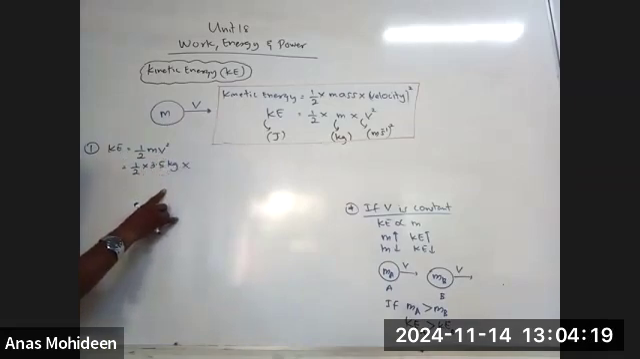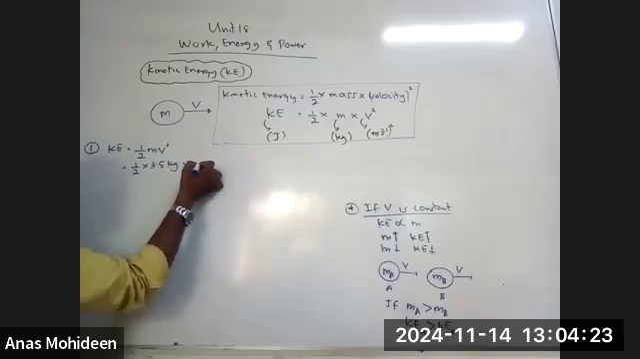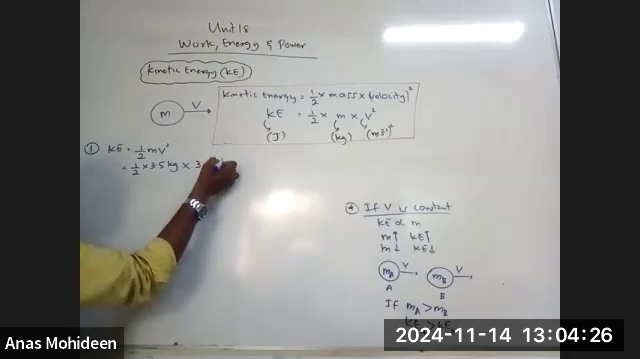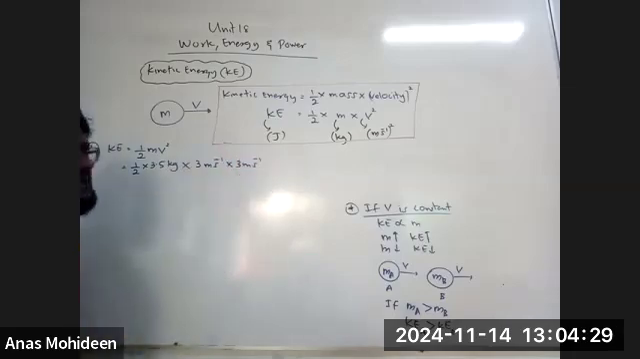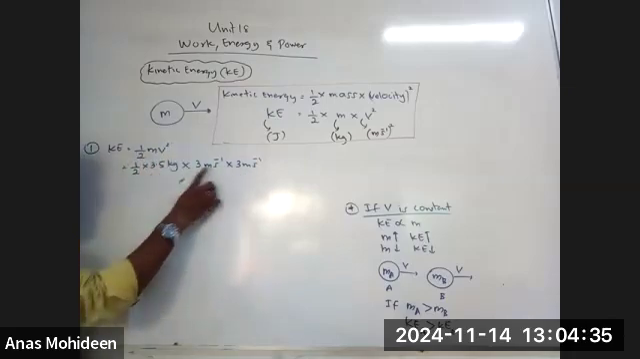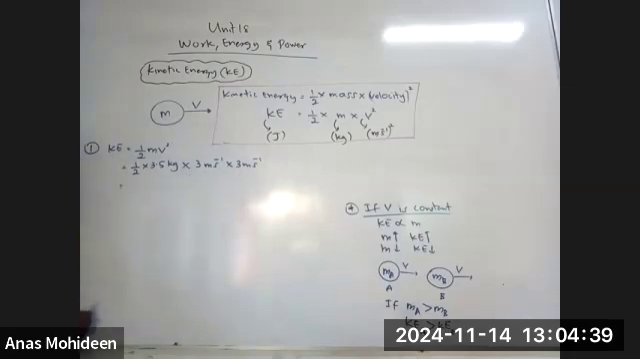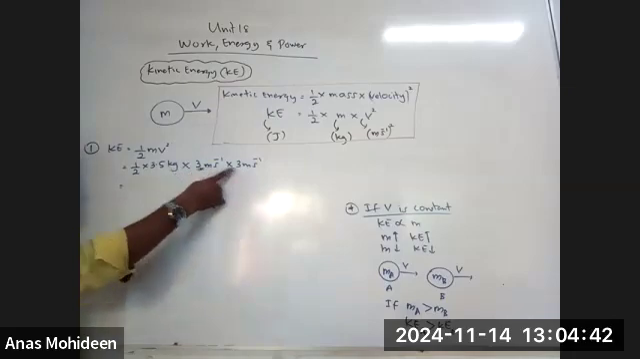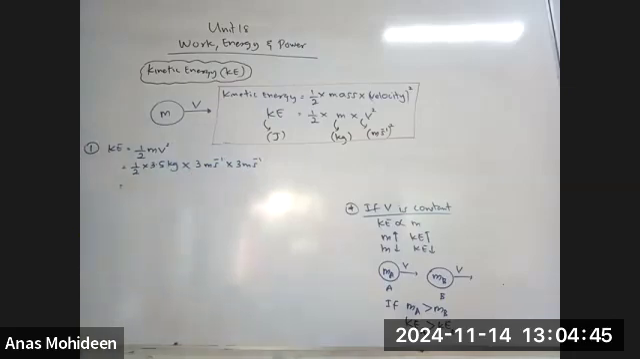Remember, it should be in kg. If it is given in grams, divide by 1000. What is the velocity? 3 m/s, so 3 m s^-1 into 3 m s^-1. V squared means V into V, so 3 into 3 is 9. 9 into 3.5, and the decimal should also be added. 15.75, right? Check if it's correct.